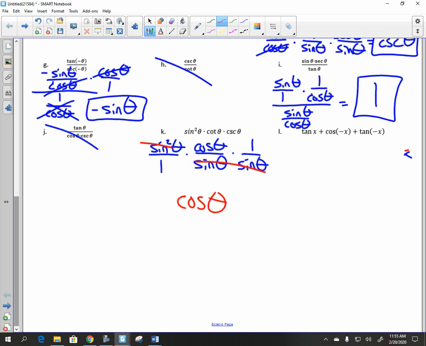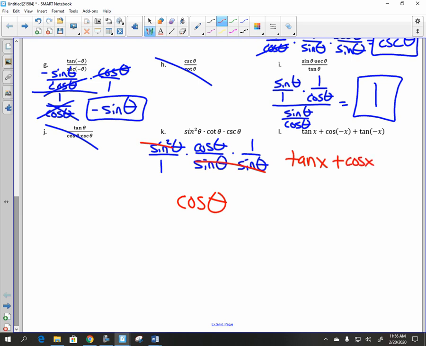I love problem L. Instead of multiplication, it's just addition. Be a great ACT problem. It's rather simple now that you've learned what you're supposed to do. I've got tangent of x. What happens to the cosine of a negative? Yeah, so it's plus cosine of x.